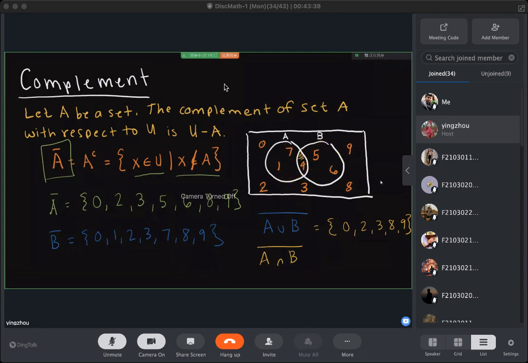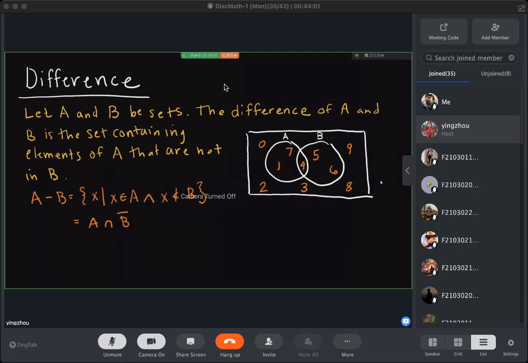And again, A intersect B is just this part in the middle. So not A intersect B would be everything else, which would be 0, 1, 2, 3, not 4, because that's the one in the middle, 5, 6, 7, 8, 9. So hopefully we understand the concept of a complement.